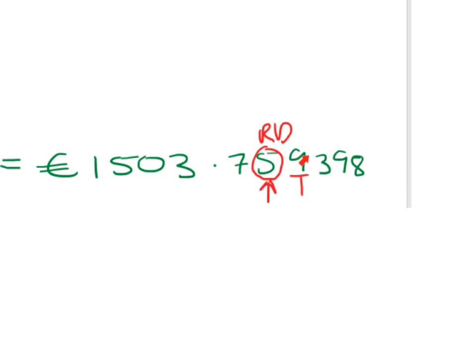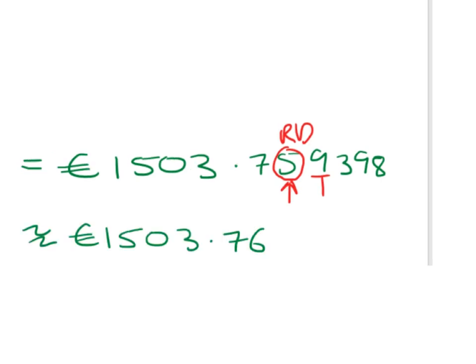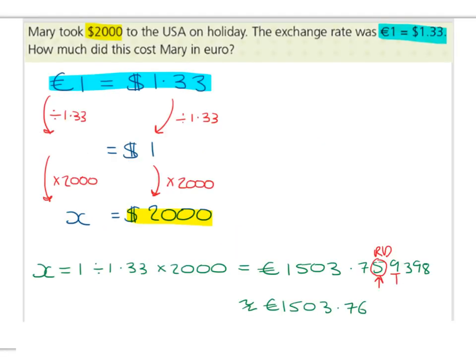So the rules of rounding are 5 or more, let it soar, so let it go up. 4 or less, let it rest. So 9 is a part of 5 or more. So that means the 5 is going to round up to 6. So we have these squiggly equal signs, which means approximately equal to. So the 5 has rounded up to 6 and everything else stays the same. So this amount is approximately equal to €1,503.76. So Mary's $2,000 is approximately equal to €1,503.76.